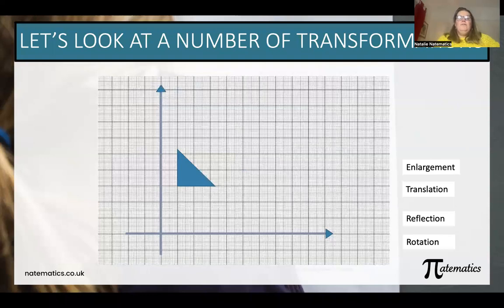Okay, all right then, so let's just go through a few transformations and see how we work out what the transformation is. So we've got enlargement, translation, reflection, rotation.